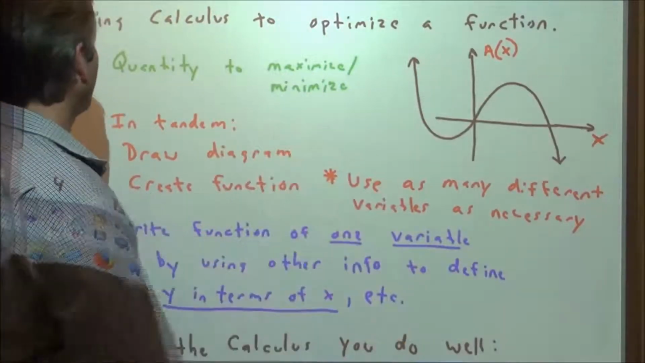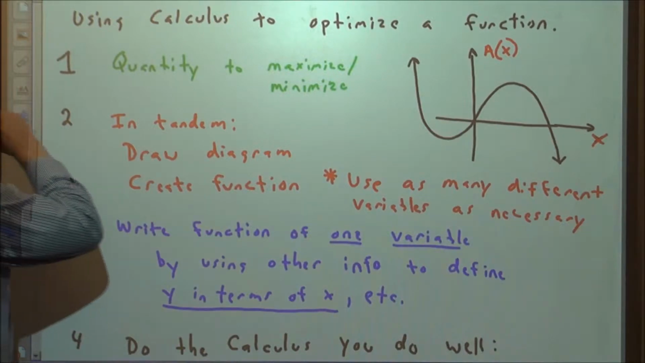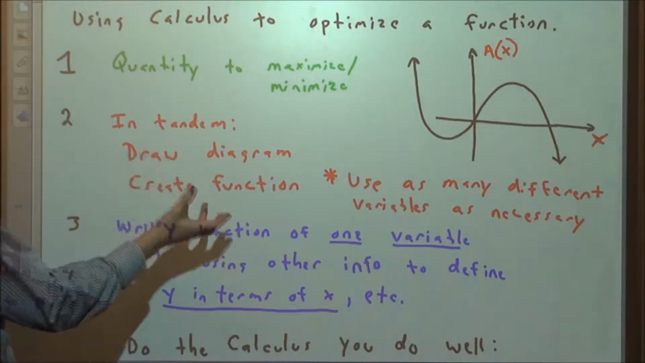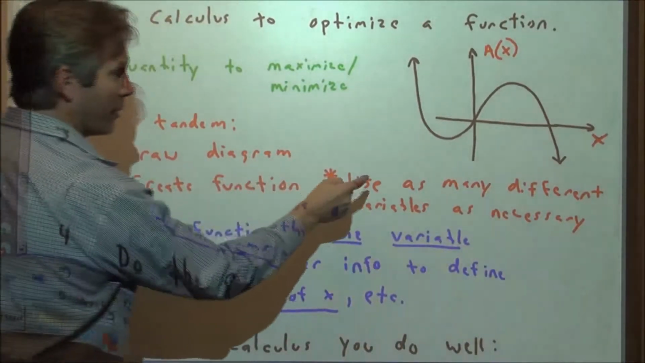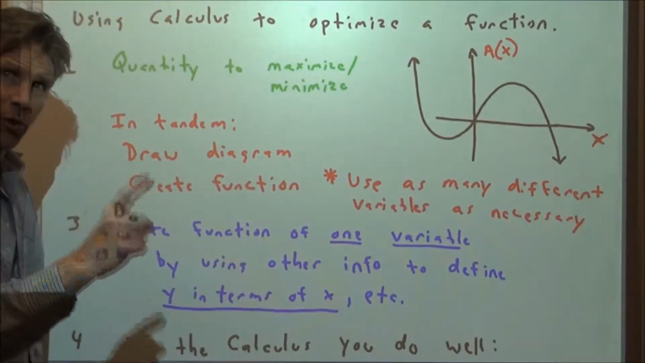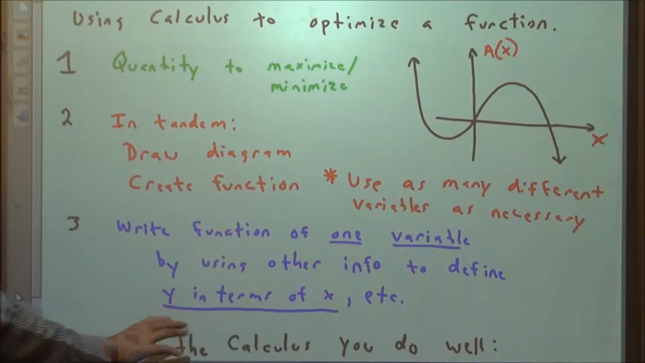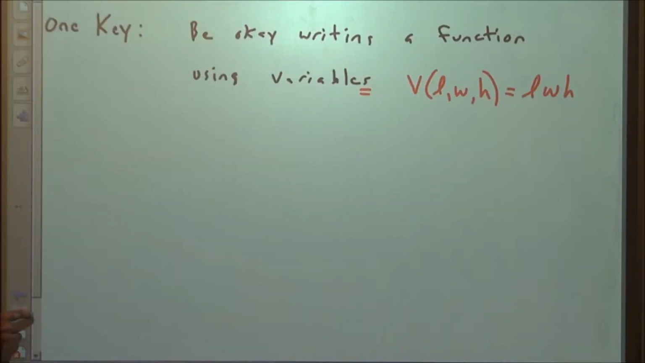So here we go. This is the big idea. Use calculus to optimize a function. Step one, what quantity are we trying to maximize or minimize? Step two, you're going to draw a diagram and create a function. At the same time, use as many different variables as you want to. I think that's probably the key. Don't try to go right to a final function of one variable. You're likely to make a goofy mistake. So make step three when you bring the function down to one variable using the extra information from the problem. And then step four is to use calculus, set the first derivative equal to 0, and you're on your way.